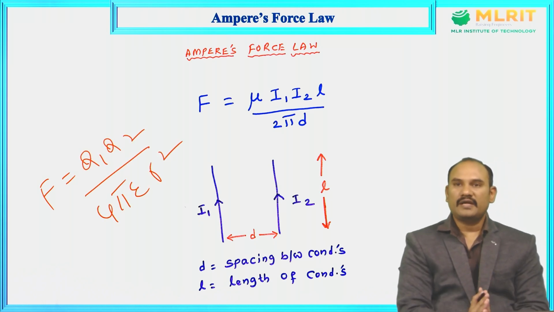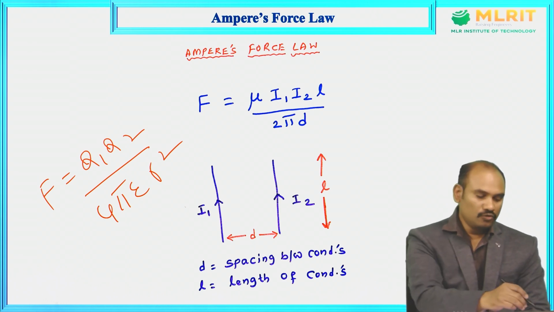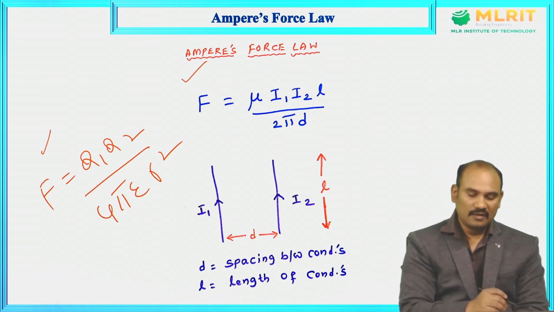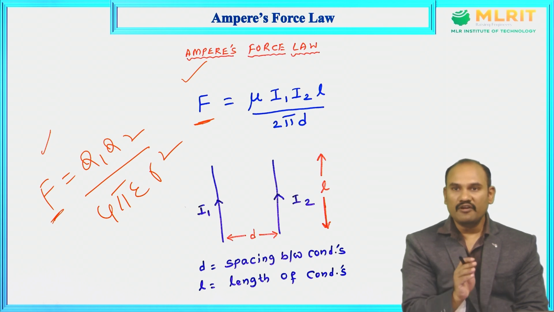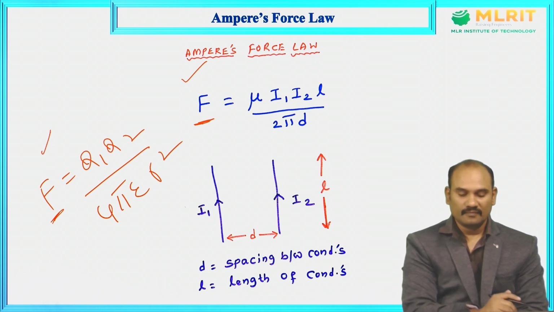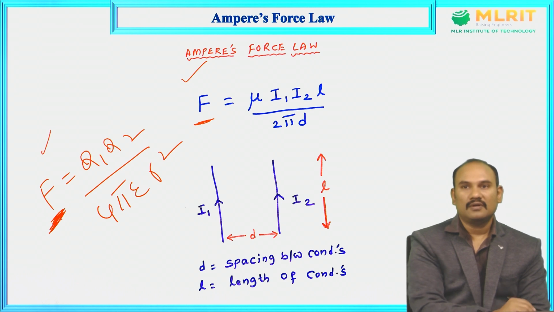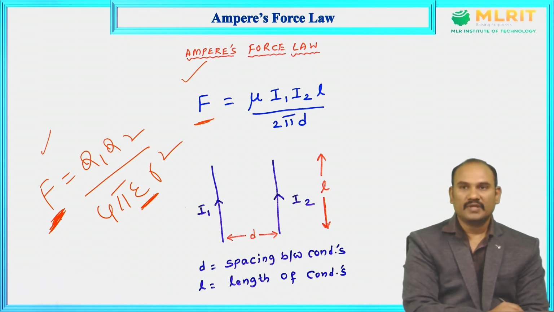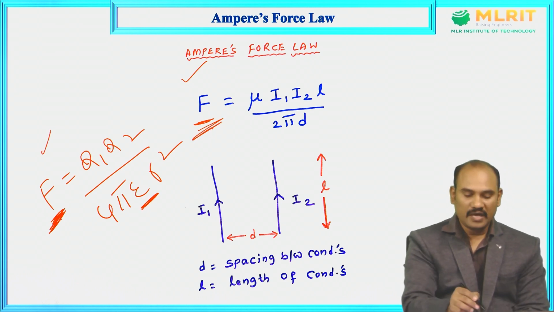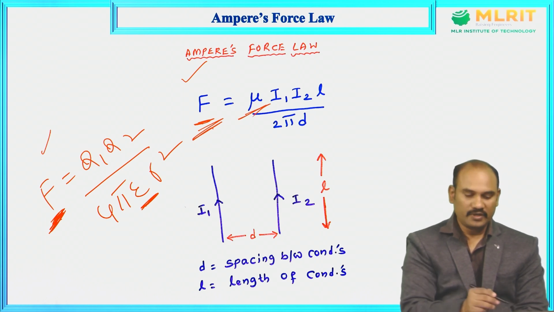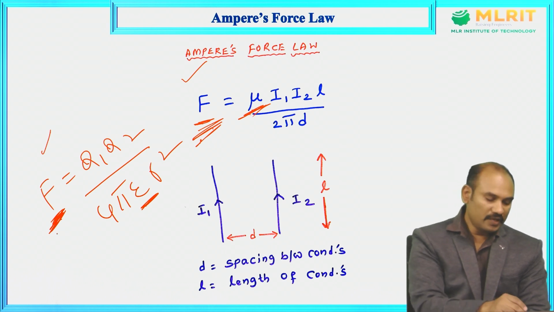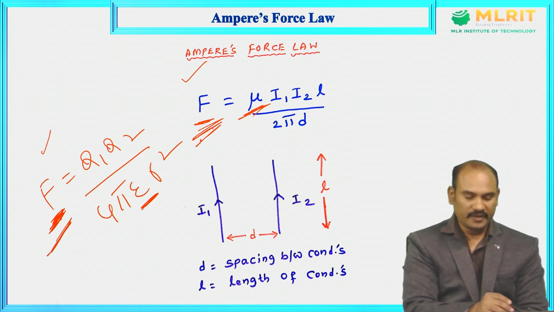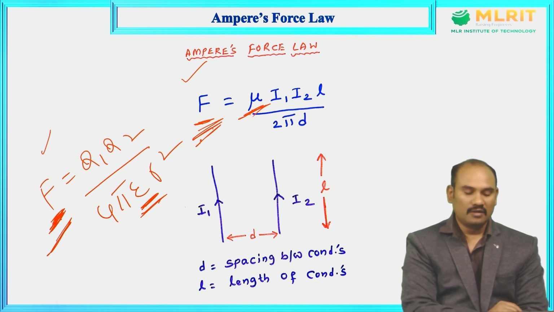So what is the similarity? The similarity in these two force, Coulomb's force law, Ampere's force law, one similarity is that in the determination of force, whether it is electric force or magnetic force, the property of medium is considered. Because this is electric force, we have taken electric permittivity. Because this is magnetic force, we have taken magnetic permeability. When you are calculating magnetic force, you take the magnetic property of medium, which is magnetic permeability, mu. When you are calculating electric force, you take the electric property of the medium, which is electric permittivity. Justified.